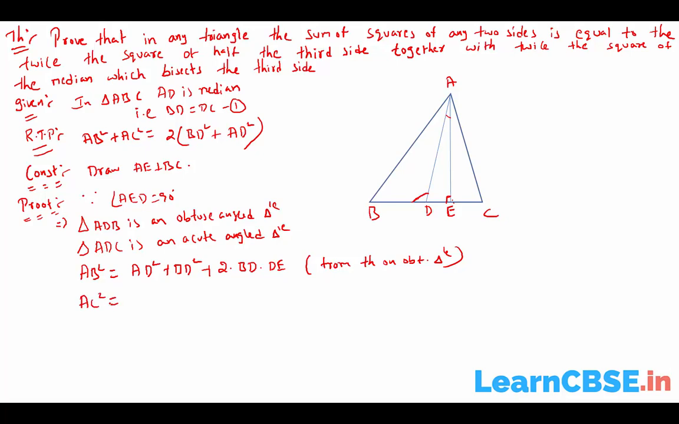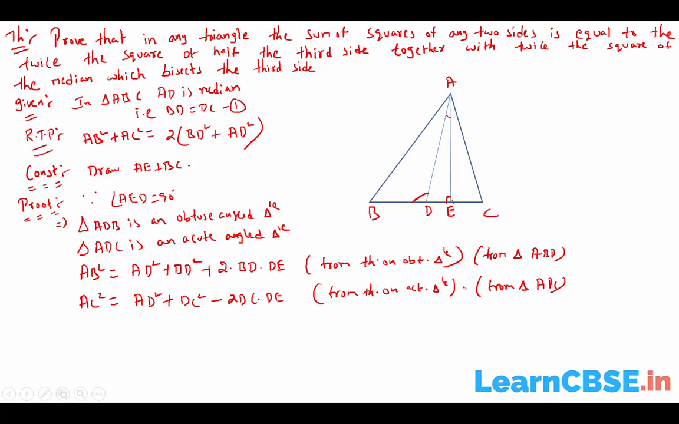And I can write AC square, from this triangle ADC, AC square equals AD square plus DC square minus 2DC into DE, from the theorem on acute triangle, and this is from triangle ADC. Now CD equals BD, because AD is the median. From this I'm replacing DC or CD with BD.